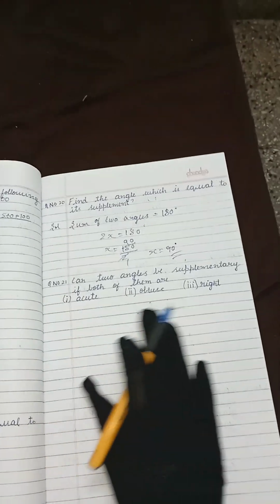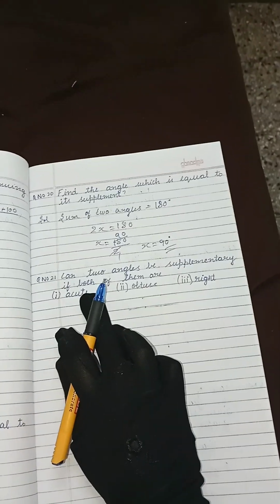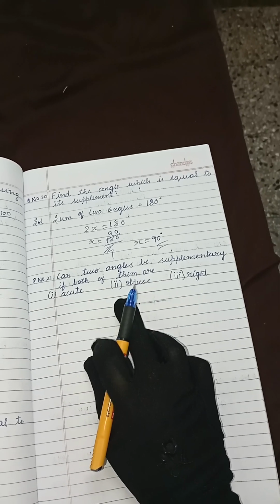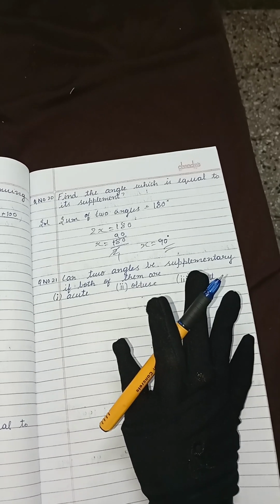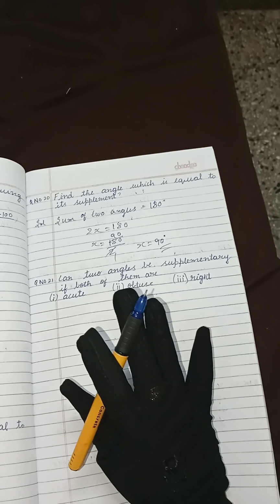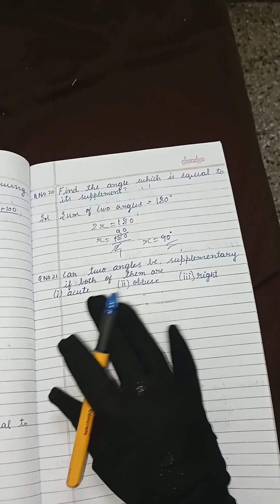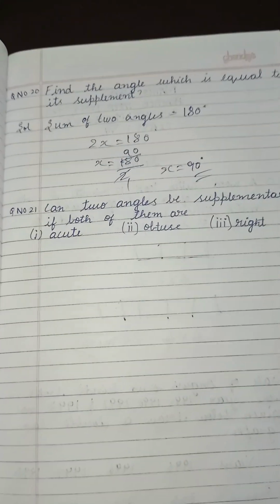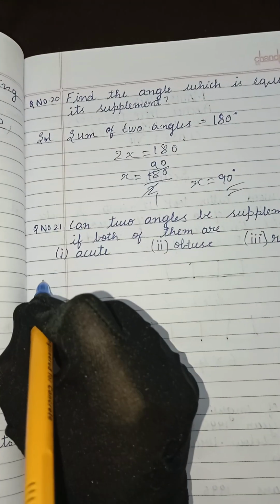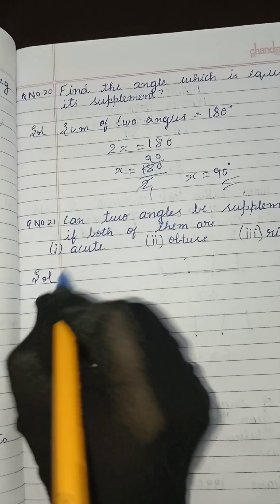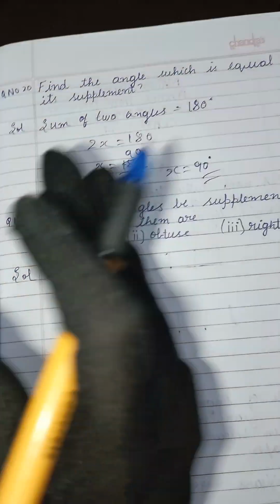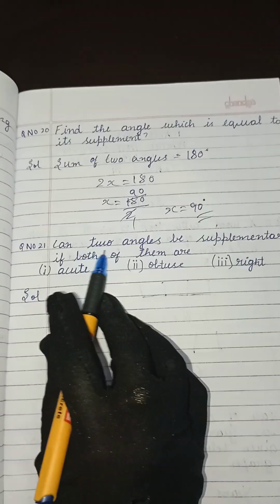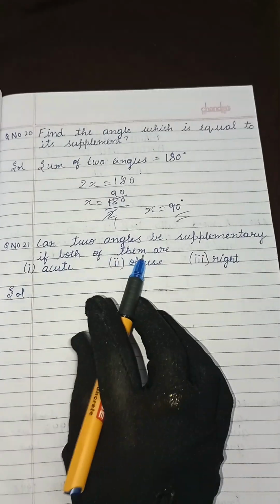Now let us solve the last sum of this question paper. Can two angles be supplementary if both of them are acute, obtuse and right? What are supplementary angles? Supplementary angles: the sum of two angles is equal to 180 degrees. First, in the first case, it is an acute angle, right? What are acute angles? Acute angles are less than 90 degrees. So they are asking, can two angles be supplementary if both of them are acute?